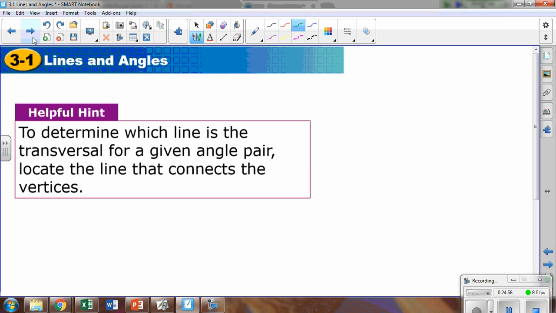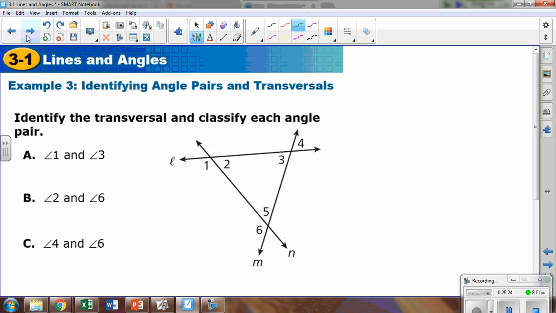Now the next problems are the ones where students tend to struggle the most, and it's because they have a difficult time recognizing the transversal. A helpful hint is to remember that the line that cuts across, that is your transversal. Transverse means to cut across, so look for the line that's cutting across the other two, the one that connects the vertices.